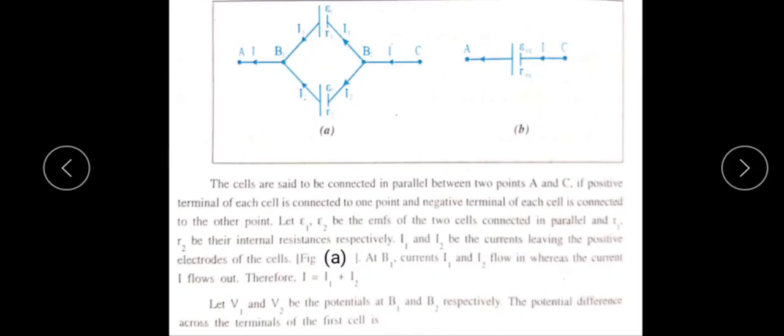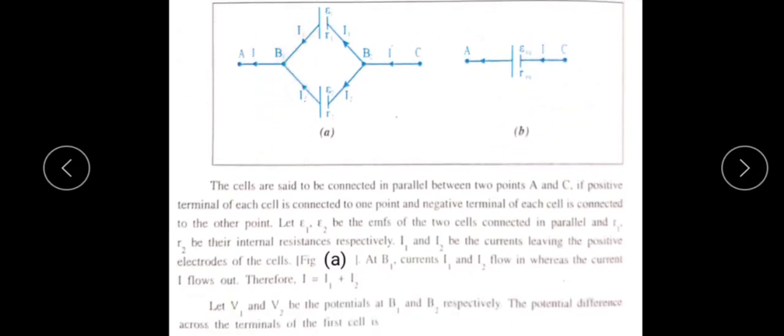Let V1 and V2 be the potential at B1 and B2 respectively. Then the potential difference across the first cell is V equal to V1 minus V2. That can be written as E1 minus I1 R1.